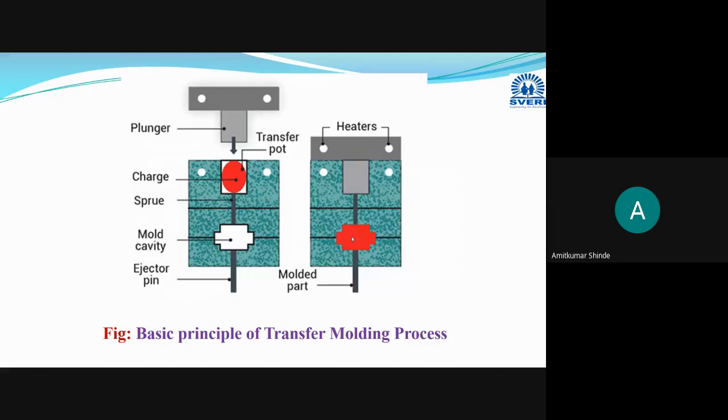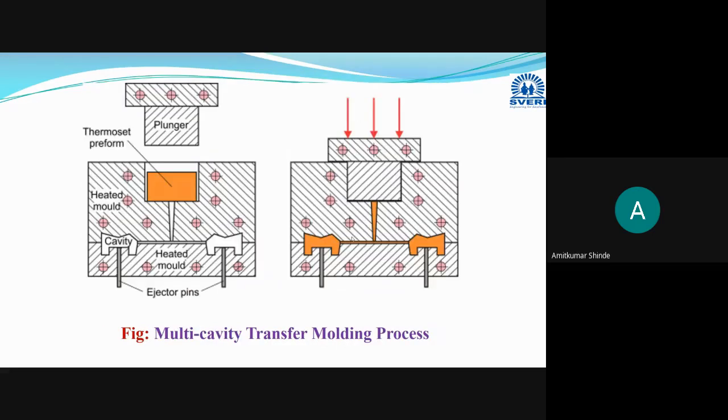Now what is the advantage of this transfer molding process over the compression molding process? Here in the transfer molding process, you can manufacture a number of components at the same time by increasing the cavities. Multi-cavity transfer molding is also possible. Here, this is the holding chamber or transfer pot or heating chamber.